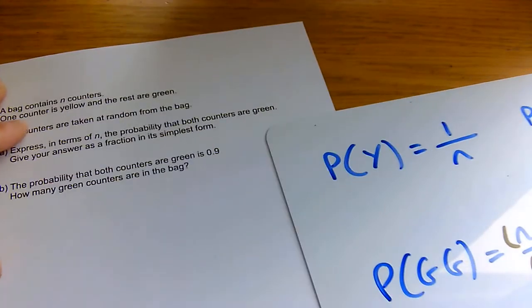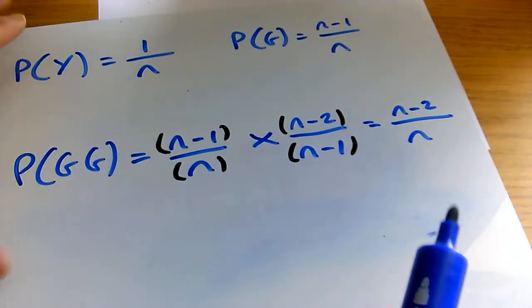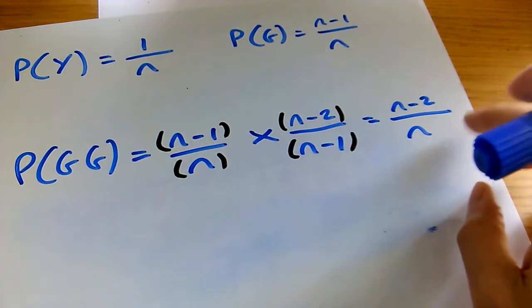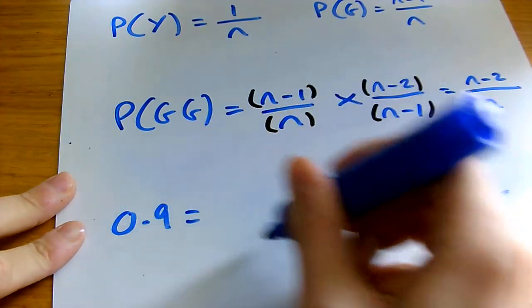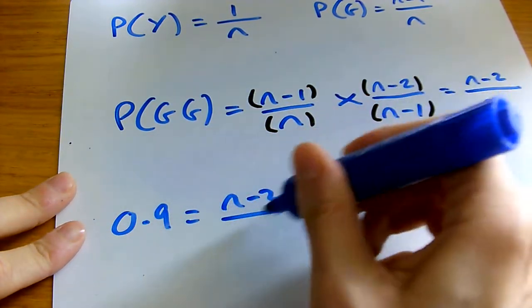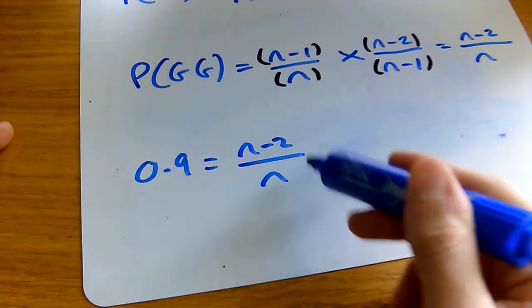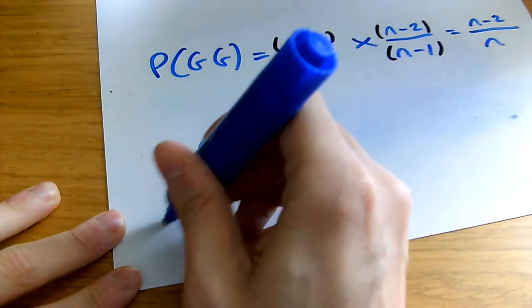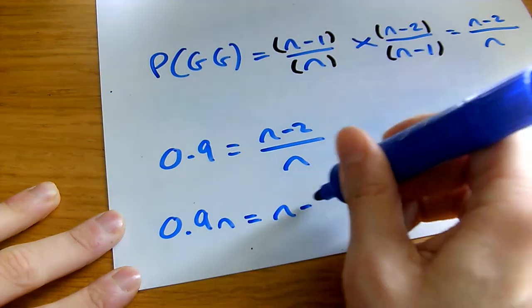The next question says, the probability that both counters are green is 0.9. How many green counters in the bag? Well, we know what the expression for this is. This is the probability of getting 2 green counters, and we now know that that is equal to 0.9. So 0.9 equals n minus 2 over n. It's an equation to solve. We don't really want this fraction here, so if I can multiply both sides of this by n, we get 0.9n equals n minus 2.